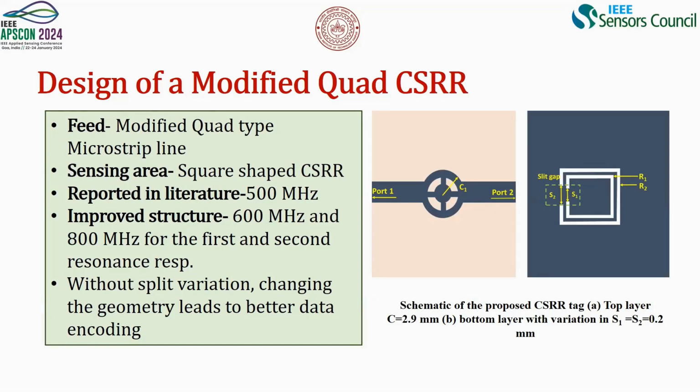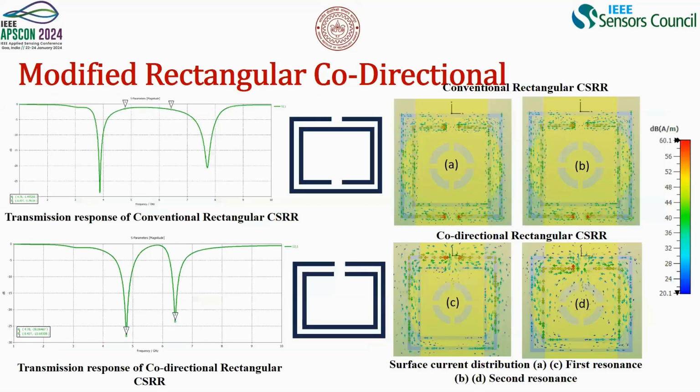Also, a very important thing is that when we designed the conventional structure, we kept the split ring variation exact. We just changed the modified microstrip structure, and only by modifying the feed line, improved bandwidth allocation was obtained. Now, as I said, why are we getting the second resonance for a co-directional CSRR?